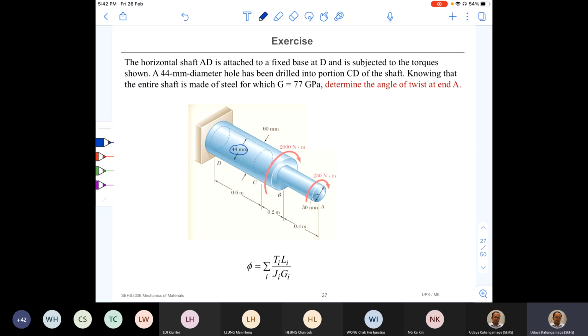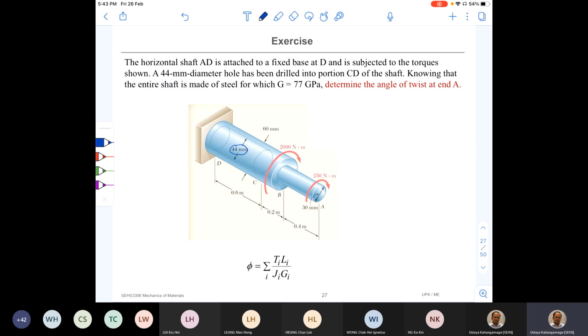at end A. So this is a compound member, right? There are several sections with different geometrical details and different internal torques. So therefore, if you want to find out the angle of twist at end A, it should be with respect to D, right? Because D is fixed.